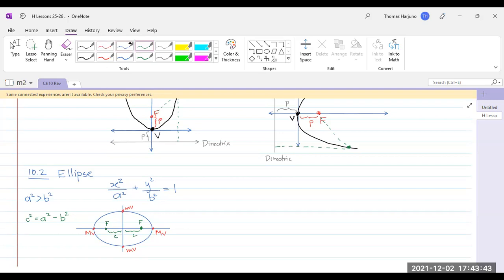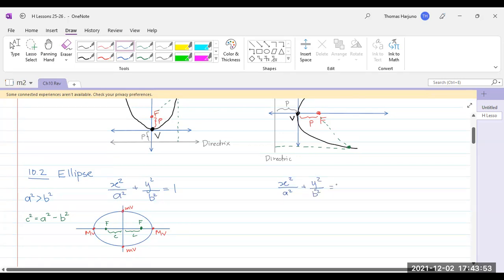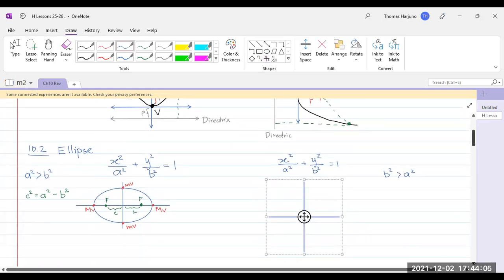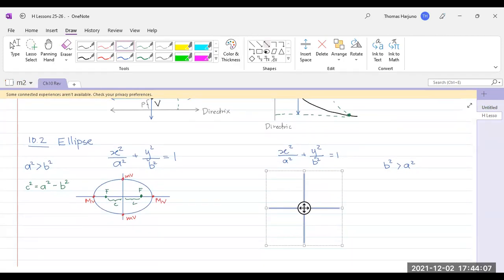Now, if on the other hand b squared, the denominator of the y squared part, is greater than a squared, then the ellipse will be stretched vertically more than stretched horizontally.